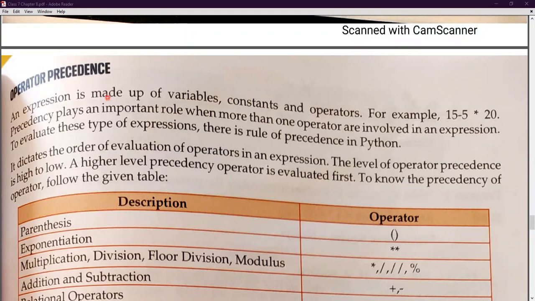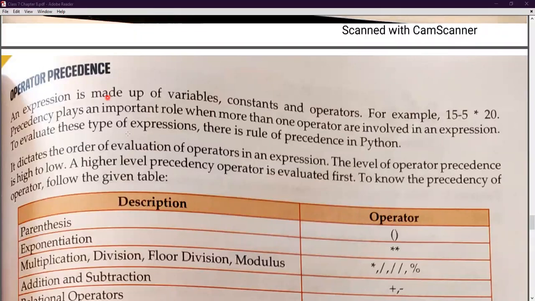An expression is made up of variables, you know it because you are dealing with algebraic expressions, constants and operators. So if you are writing 15 minus 5 multiplied by 20, which operator will execute first, students? Multiplication operator, right? Why? Because it has the greater precedence.